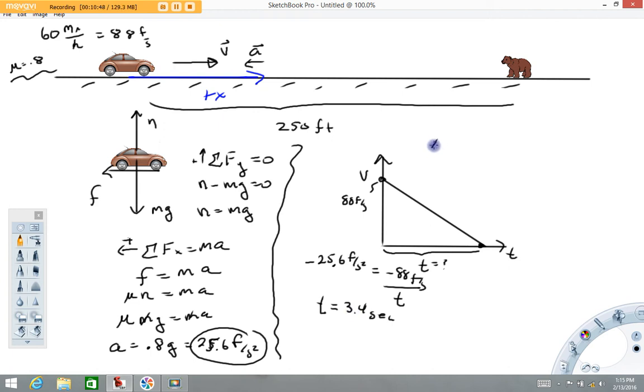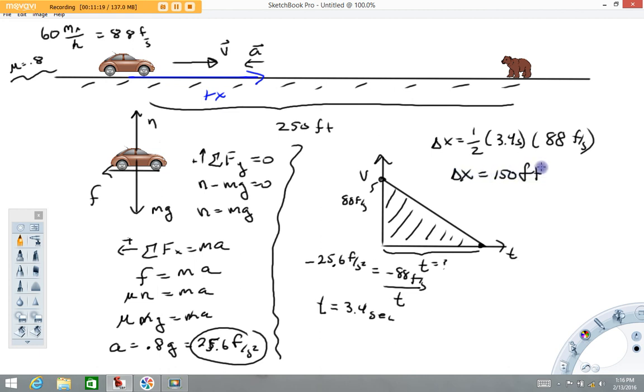Now I can get the delta x, the change in position of the car, from that area right there. One half times 3.4 seconds times 88 feet per second. And we're going to find out if that bear's in trouble or not. Or maybe I should say find out if the car's in trouble. 0.5 times 3.4 times 88, I get 150 feet, basically. 150 feet. This car should be able to stop easily before it hits the bear.